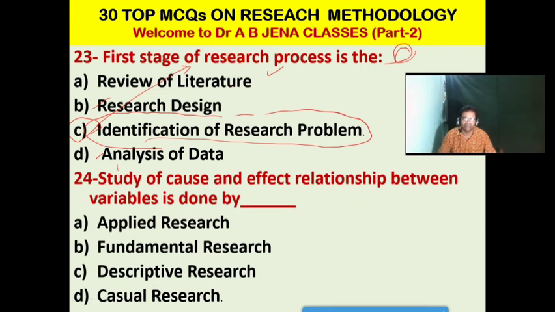So next one MCQ, study of cause and effect relationship between the variables is done by which type of research? A, it's applied research, B, it's fundamental research, C, it's descriptive research, D, it's the causal research. Friends, D is the right option for this MCQ. The study of cause and effect relationship between the variables is done by causal research. So D is the right option.